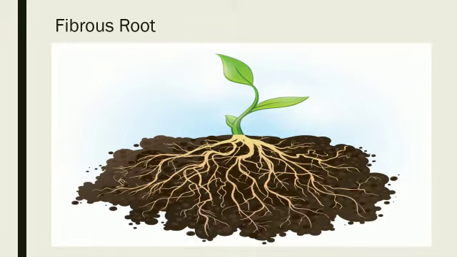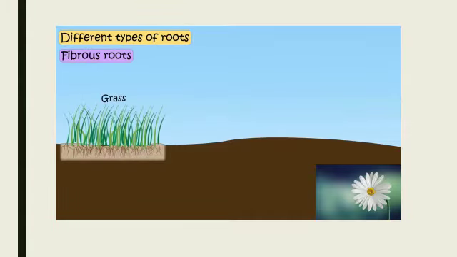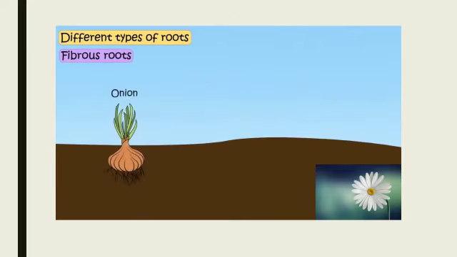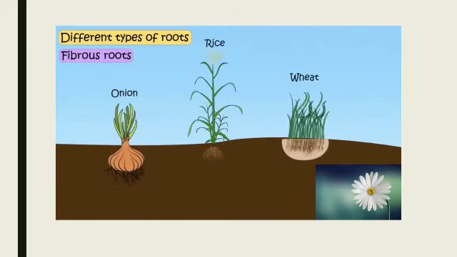The second kind of root is the fibrous root. In a fibrous root, a bunch of equal sized roots are attached to the end of the stem. There is no main root. Examples of the plants with fibrous root are grass, maize, bamboo, coconut tree, onion, rice, wheat.